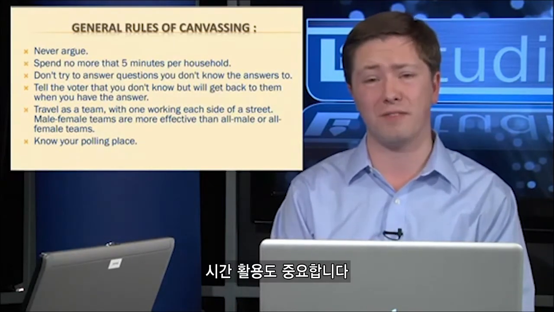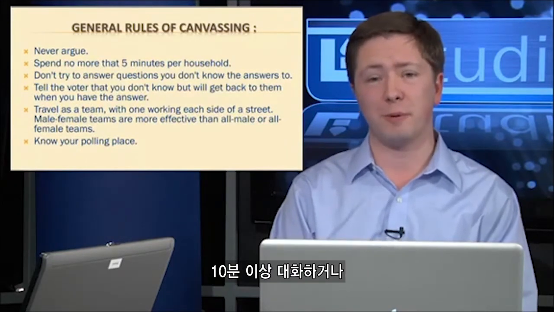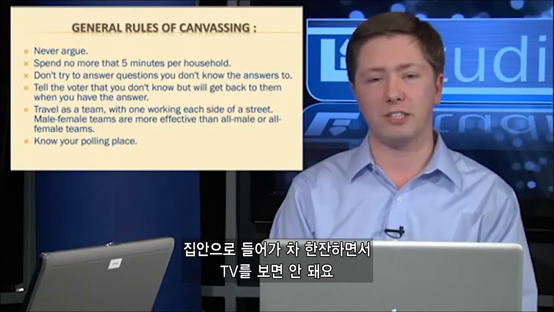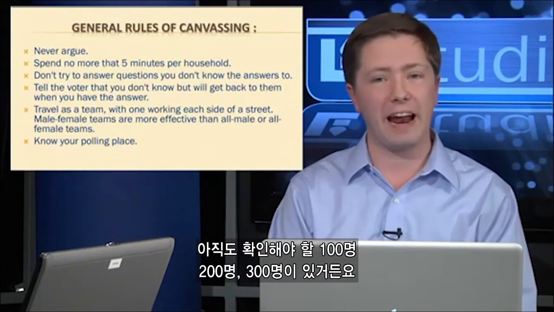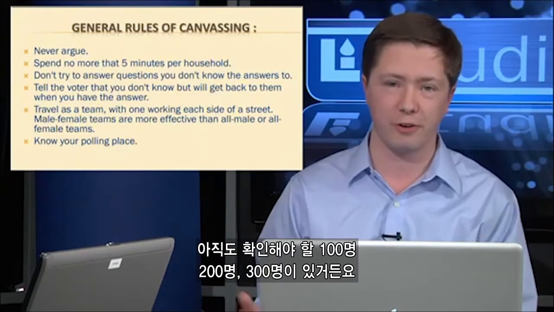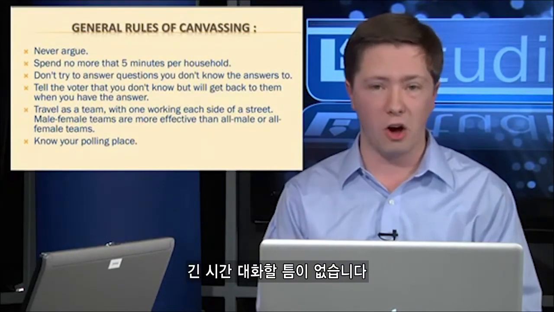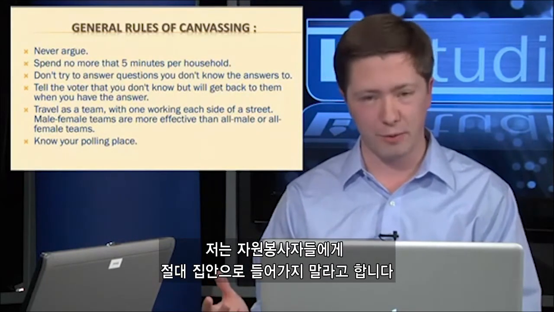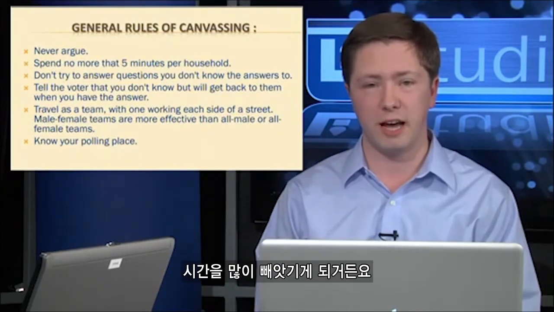I would say spend no more than 5 minutes per household, and this is incredibly difficult for candidates who want to spend 10 minutes, or who want to go in and have a cup of tea, or watch whatever the family is watching on television on a Saturday, or want to get out of the rain. It's very important that you stay on task. You have 100 or 200 or 300 names to identify. You don't have time to get into long, drawn-out conversations or go into somebody's home. And for a volunteer, I would say never go into anybody's home. It's going to take too much time away from you.